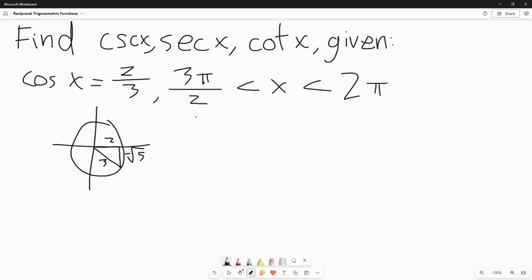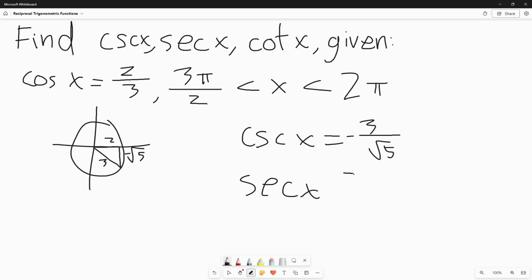And now, let's do all of these identities. Cosecant of x, since it's the reciprocal of sine of x, and sine of x is opposite over hypotenuse, this will be hypotenuse over the opposite side. So cosecant of x is equal to 3 over negative square root of 5. And secant of x, we can just take the reciprocal of cosine of x, and we already have it. It's 2 over 3. So it's just 3 over 2.